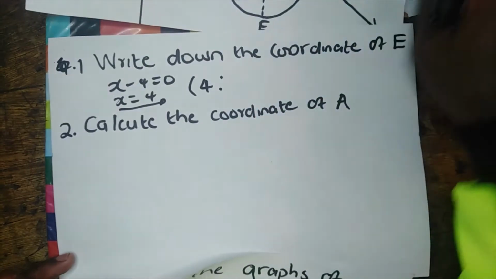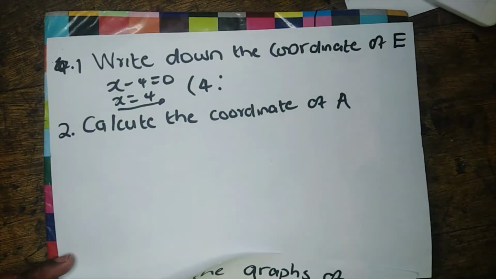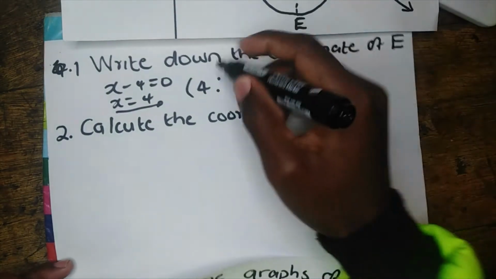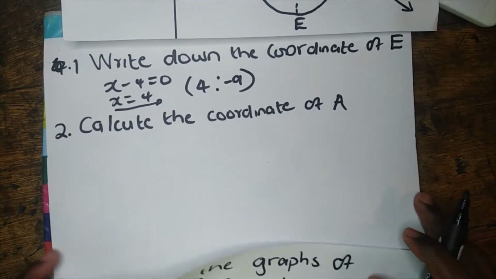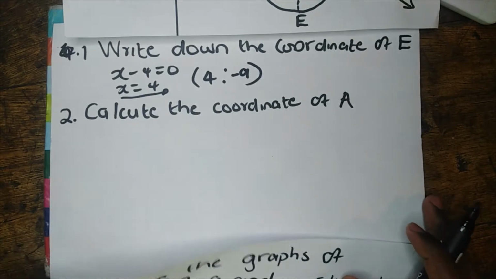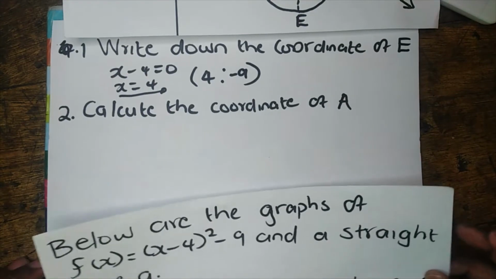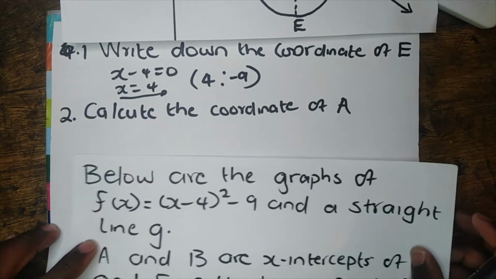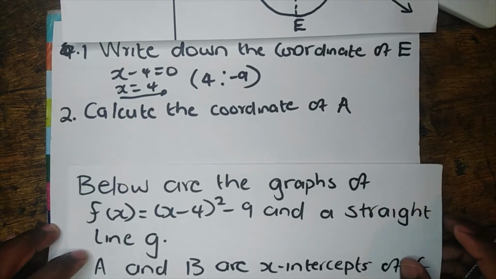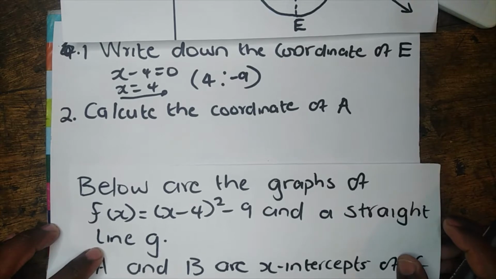So 4 is to -9. Right, then we are done. Okay, then for number 2 it says calculate the coordinates of A.